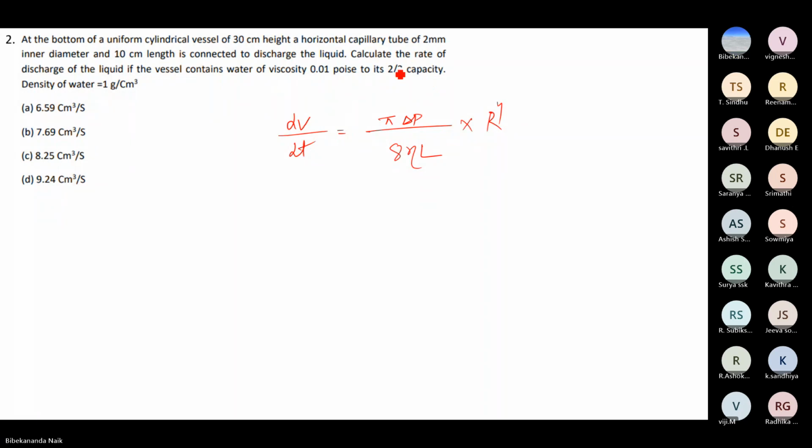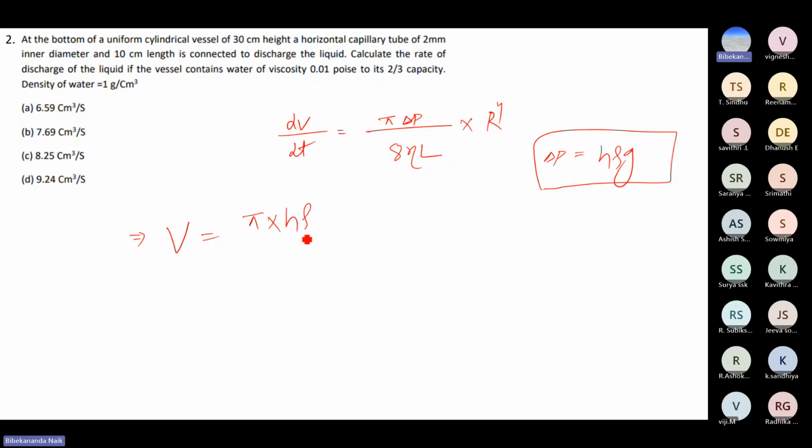So now this delta P, we know the pressure due to a liquid of certain height is H rho G. This is the pressure head associated with a liquid of height H. So if you use the formula, suppose this V is the dV by dt, or rate of discharge of the liquid, then the value will be pi into H rho G into R to the power 4 divided by 8 eta L.